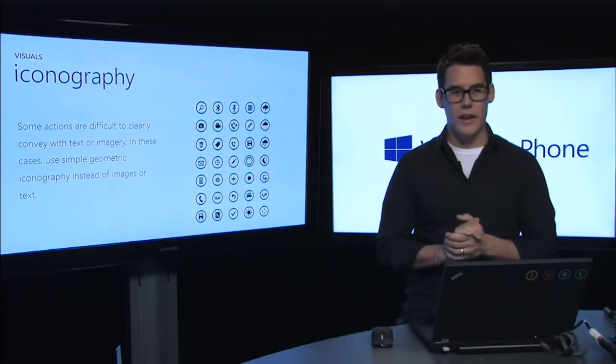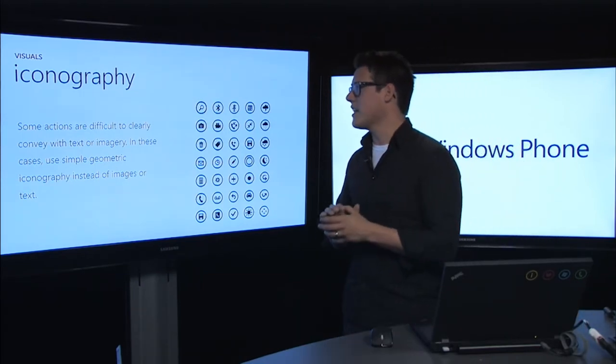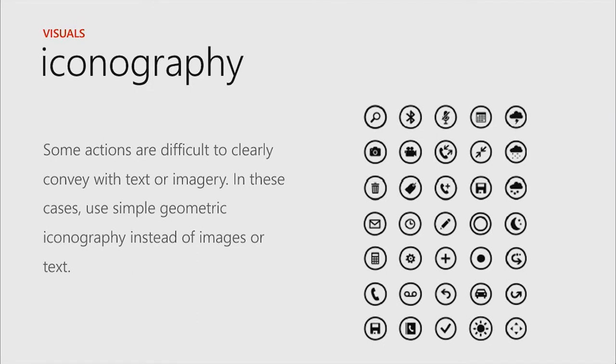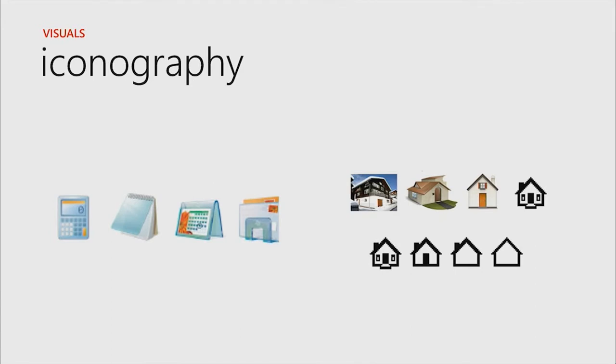Another thing to point out in the visuals is the iconography. I mentioned this a little bit in the last section, but some actions are very difficult to clearly convey with text and imagery. In these cases, use really simple geographic iconography instead of images or even text. Now, here's an example of this. In the past, Microsoft and other companies have been very known for very lush, plentiful, full-color graphics and icons.